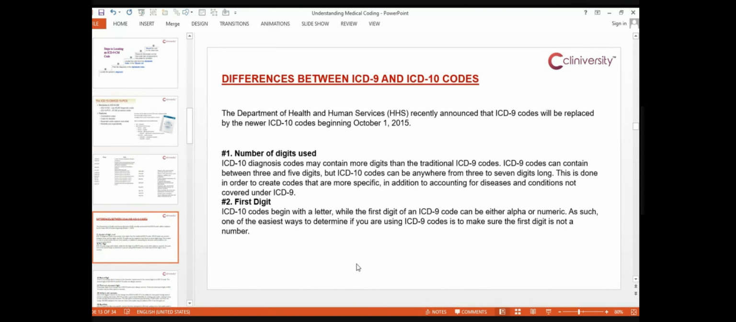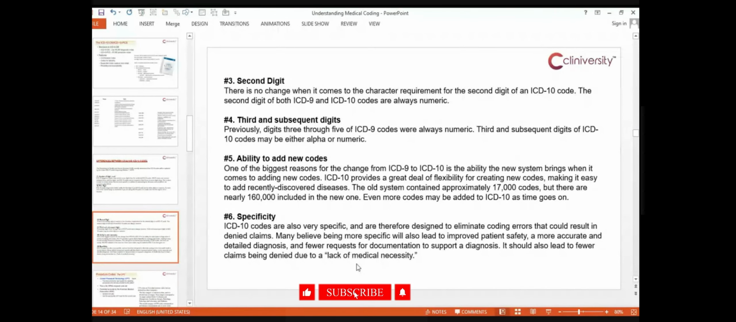So that's how the first character gives you an idea of what kind of code, or what kind of dictionary, this code has been taken from. Then the second digit of any code: there is no change when it comes to the character requirement for the second digit of an ICD-10 code. The second digit of both ICD-9 and 10 codes is always numeric. Third and subsequent digits: previously, digits 3 through 5 of the ICD-9 codes were always a numerical value. The third and subsequent digits of ICD-10 codes may be either alphabet or numeric.